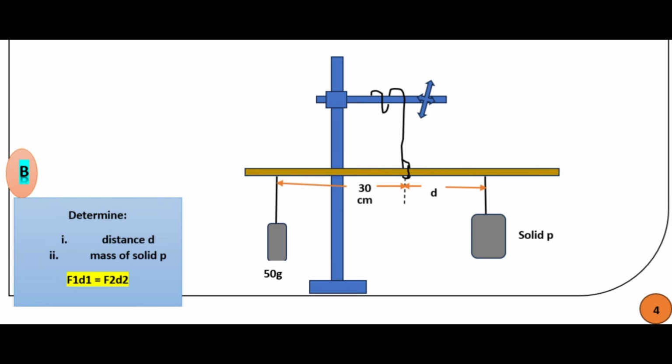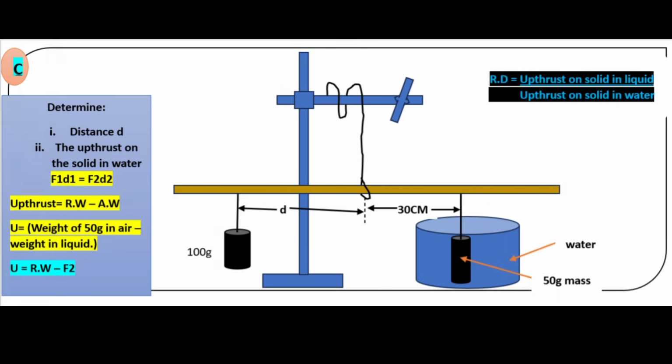Then from there, you also determine the width of the second solid, whereby you are given the first solid to put at a particular distance from the pivot or the COG, and then you determine the width of the other one by saying F1 D1 equals F2 D2. From there, you can also use this experiment to determine the upthrust in the liquid, and also the relative density, whereby you are given two liquids.